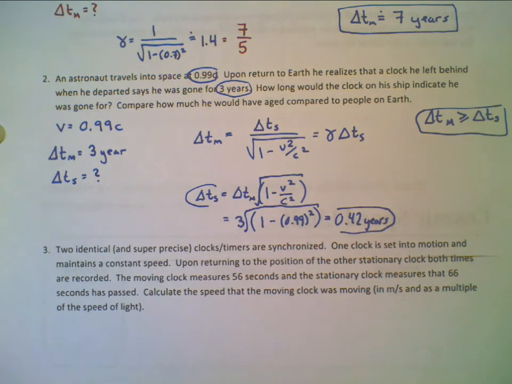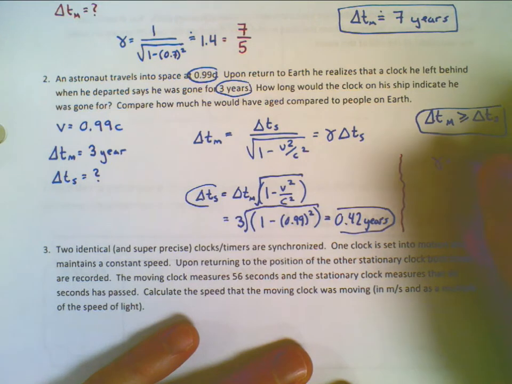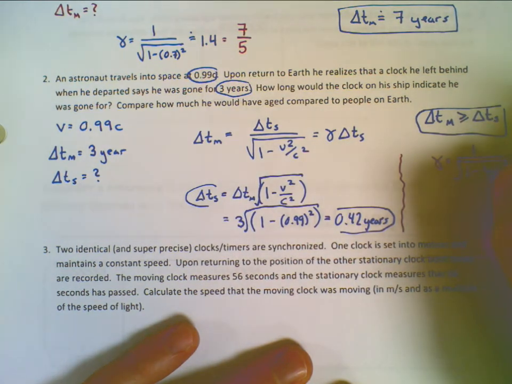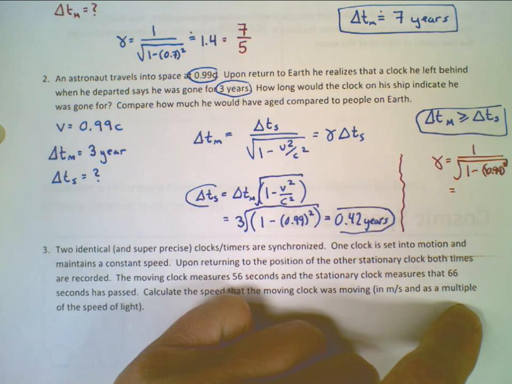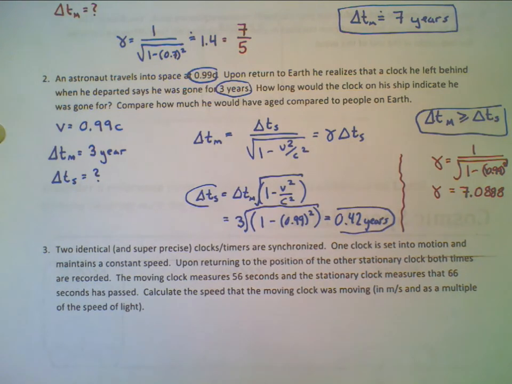So to do this with the gamma factor, you could have set this up. We could have calculated the gamma factor, and the gamma factor for 0.99c is pretty big actually, as you can see from here. 1 minus 0.99 squared, square root, and then find the inverse of it, is 7.0888. That's the gamma factor. So it's a high gamma factor.